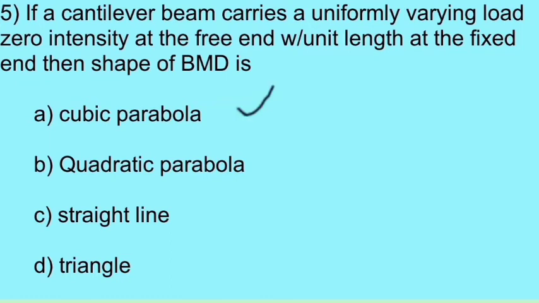If a cantilever beam carries a uniformly varying load of 0 intensity at the free end, W per unit length at the fixed end, then the shape of the bending moment diagram is cubic parabola. What will be the shape of the shear force diagram? It will be parabolic in nature.